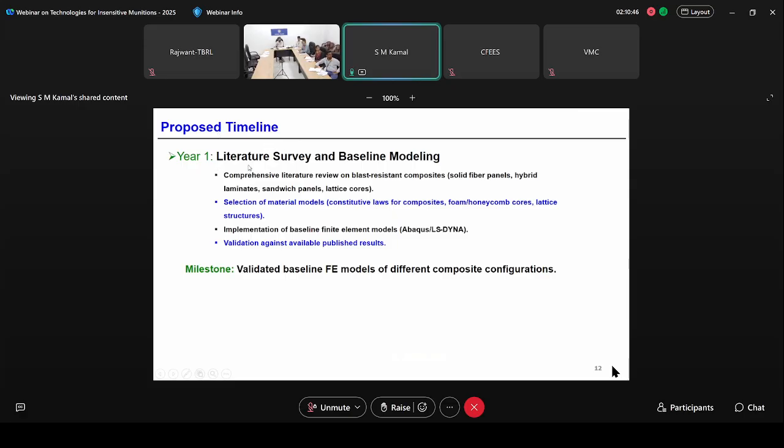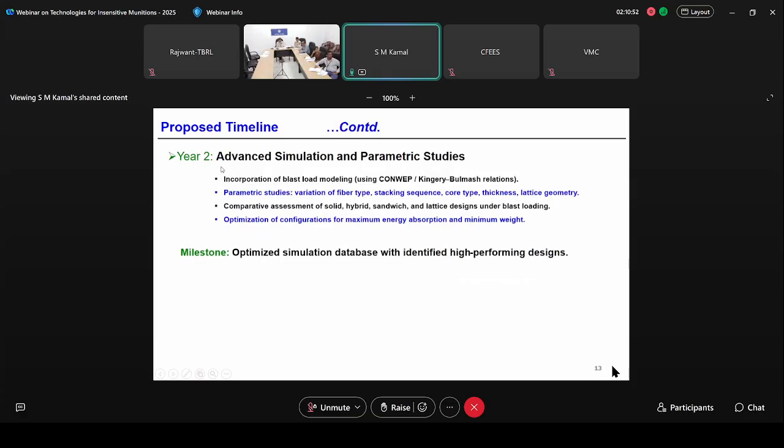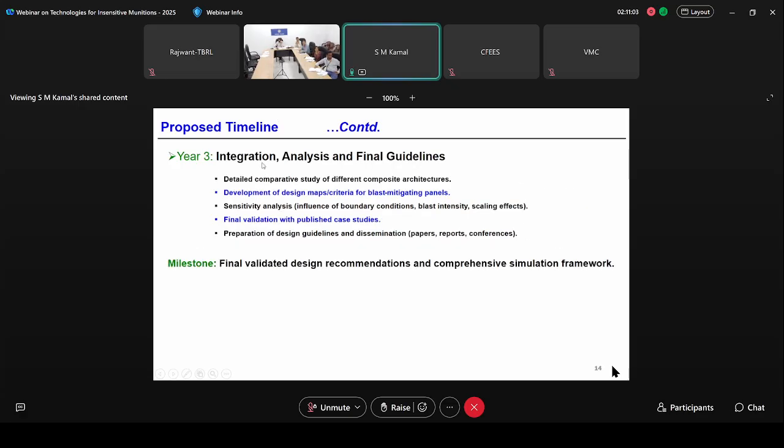In the first year, we'll be doing a literature survey and baseline modeling, validated against published literature. Then in year 2, we're going to do advanced simulation and parametric studies, then optimization of configuration for maximum energy absorption and minimum weight. And in the third year, we're going to do a detailed comparative study and sensitivity analysis. And finally, we'll provide the design guidelines.